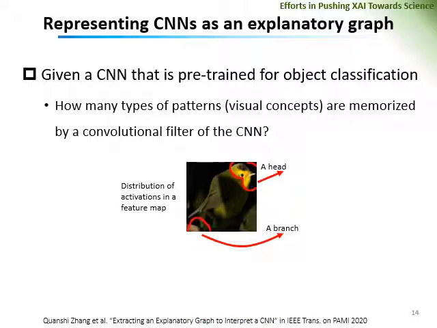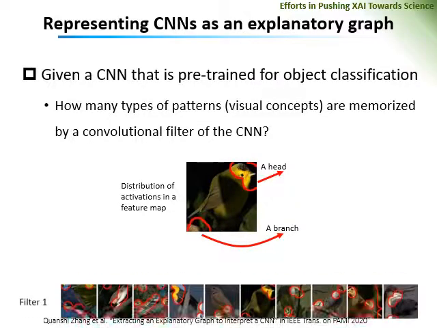For example, this is a feature map of a specific layer of a specific filter. This is a single channel over the feature map. This is the specific channel of the feature map. I visualize the distribution of activation in the feature map in this channel. This channel is activated by both the hand and the branch.